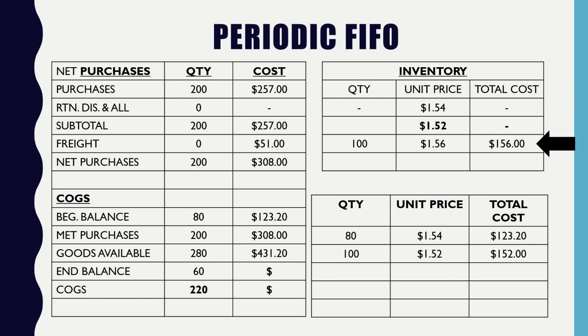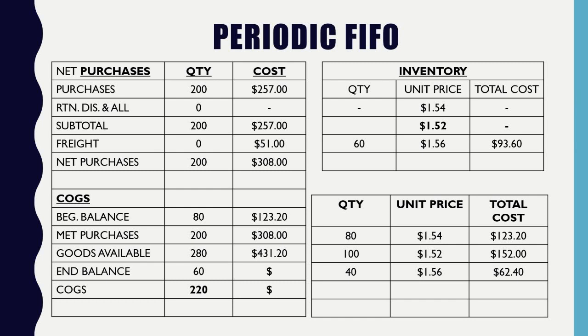Now, I've only sold 180. I still need to get to 220, so I need to sell 40 more items. I pop in my 40. I need to calculate it by cost per item, which in this case, since I only have one batch of inventory left, is going to cost me $1.56 per item. I calculate it right here: 40 times $1.56, and I get a total of $62.40.